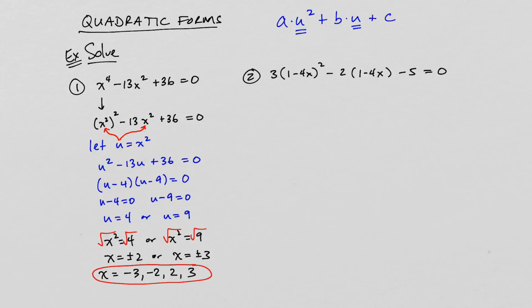We can apply the same technique to the second problem. The second problem here looks a little bit more complicated. But if you recognize that you have the same expression, 1 minus 4x here, and 1 minus 4x here, we can make a substitution. We could let u represent 1 minus 4x temporarily. We can then replace 1 minus 4x with u. And if we make that replacement, we get 3u squared minus 2u minus 5 equals 0.